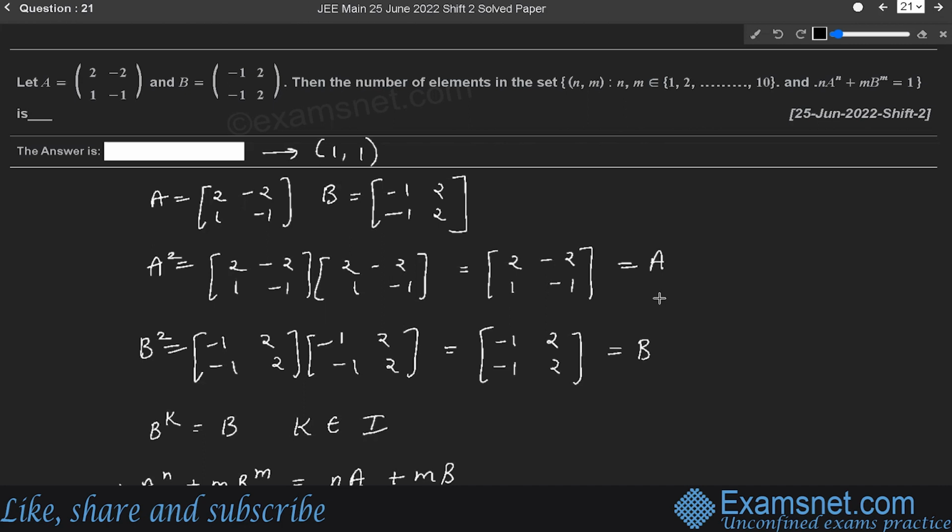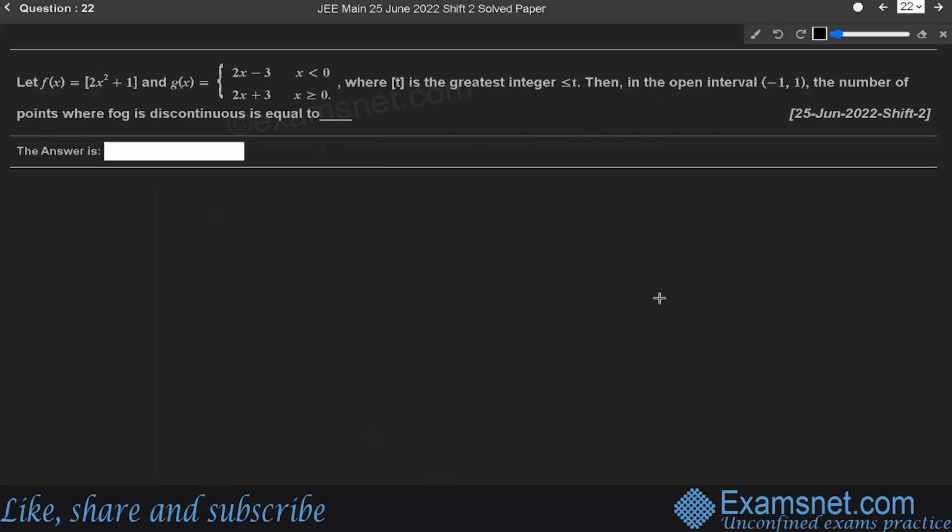Next question is, let f of x is equal to 2x squared plus 1 and g of x is equal to [2x] minus 3 when x is less than 0 and [2x] plus 3 when x is greater than or equal to 0, where [t] is the greatest integer less than or equal to t. Then in the open interval (-1, 1), the number of points where f of g is discontinuous is equal to.